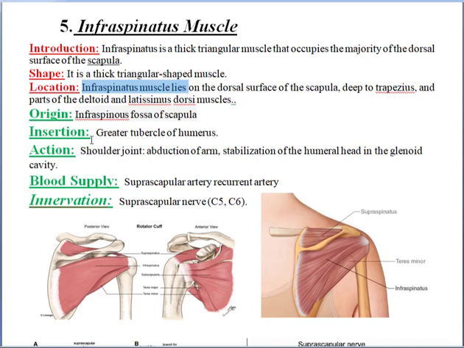It's very easy. What is its origin? It arises from the infraspinous fossa of the scapula. And what is its insertion? It inserts into the greater tubercle of your humerus bone, right?